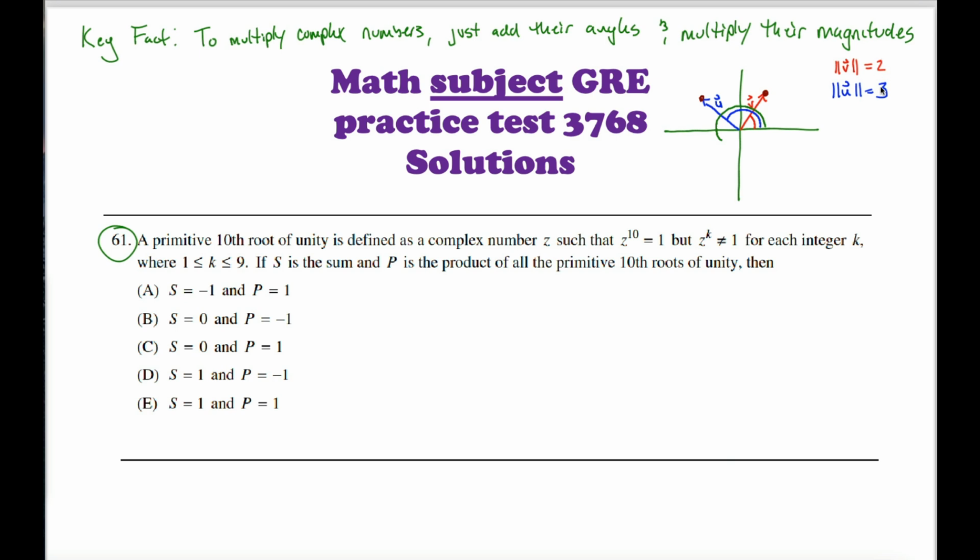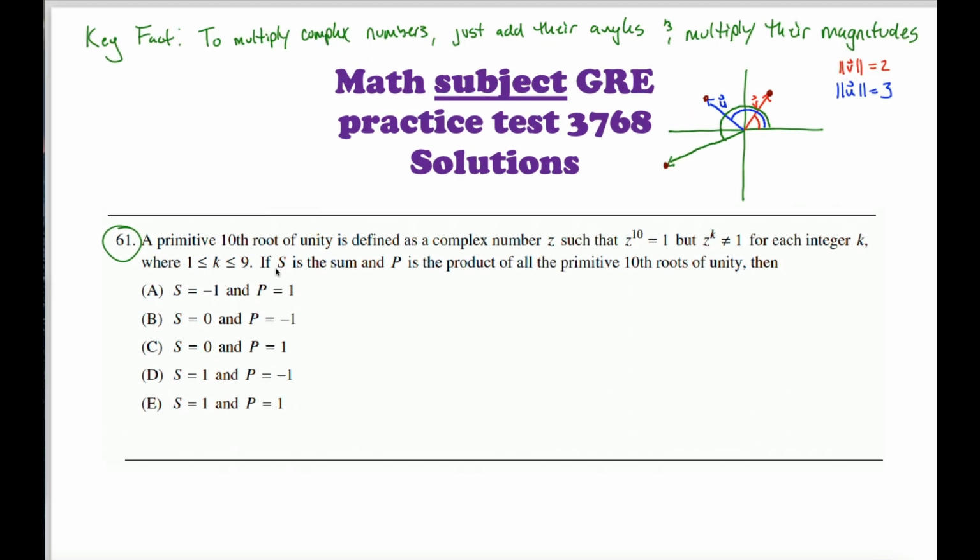And then multiply their magnitudes. 2 times 3 is 6. I draw the vector with this direction and magnitude 6. That defines a complex number. This complex number is the product of these two complex numbers. That fact is useful in a wide variety of problems dealing with complex numbers, including this one here.